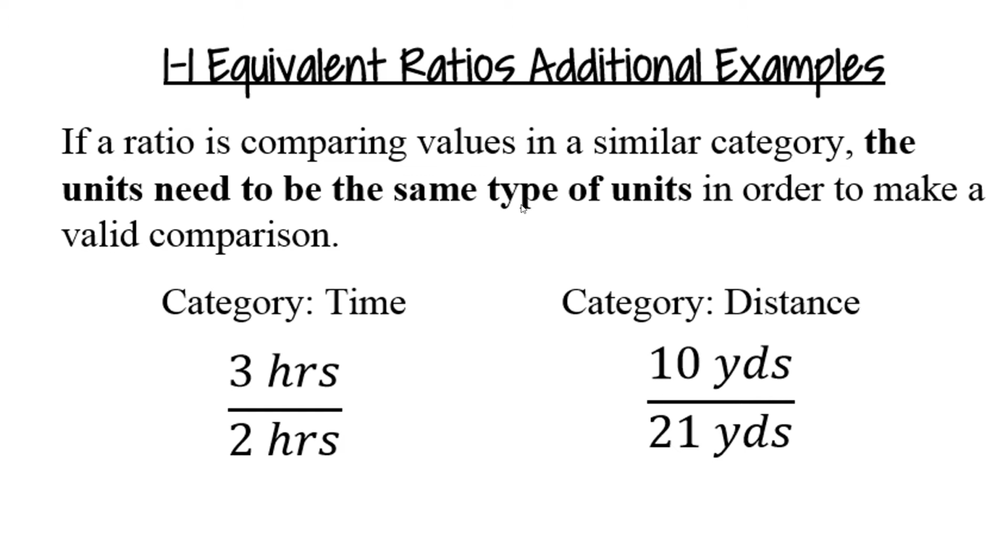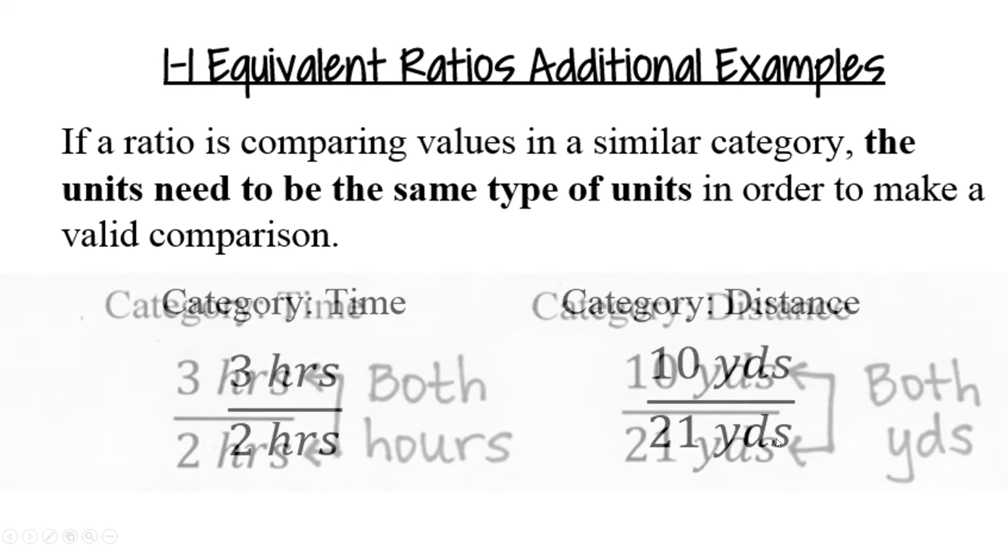Looking at our vocab, if a ratio is comparing values in a similar category, the units need to be the same type of units in order to make a valid comparison. So for example, we have a category here of time. We have a comparison of hours to hours. Over here, we have a category of distance, and we have the same units, yards compared to yards.